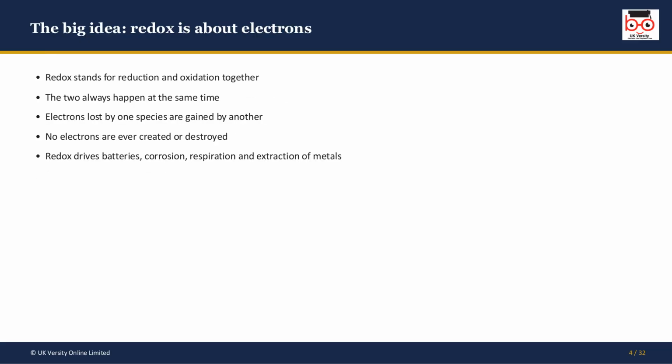The big idea here is that redox is all about electrons. The word redox itself combines reduction and oxidation, and the two always happen together, hand in hand. Electrons lost by one species are gained by another, and no electrons are ever created or destroyed along the way. This one process drives an enormous amount of chemistry, from batteries and corrosion to respiration and the extraction of metals.